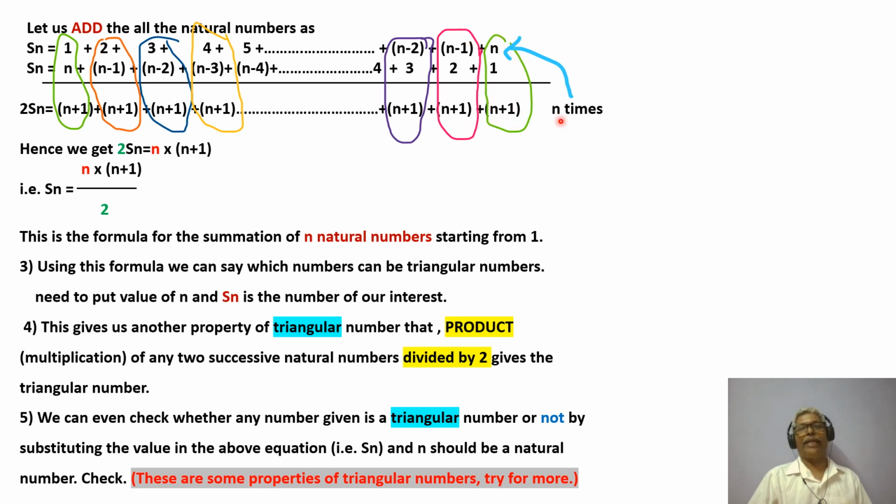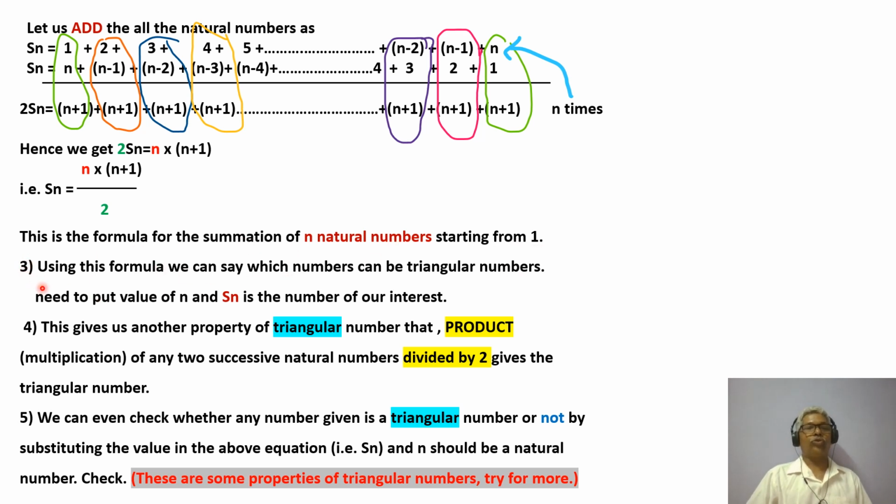Like that there are n times n plus 1. So we see 2Sn equal to n times (n plus 1), that means Sn equals n into (n plus 1) divided by 2. With this we see the third property of triangular numbers. This is the formula for the summation of n natural numbers starting from 1, and triangular numbers are the addition of all numbers starting from 1.